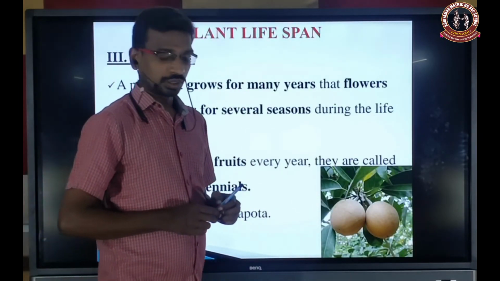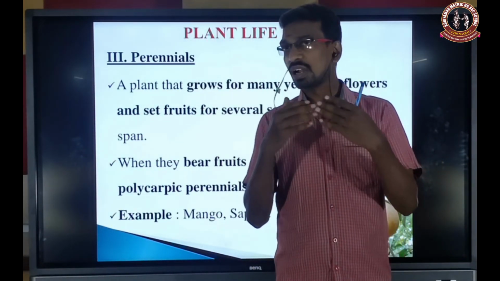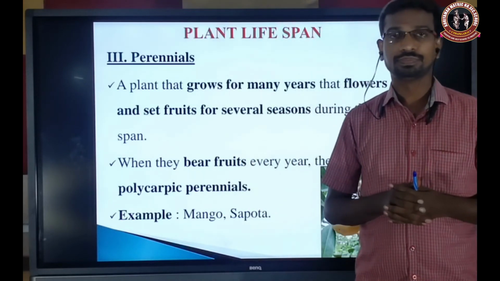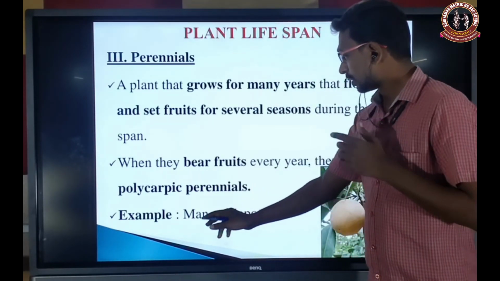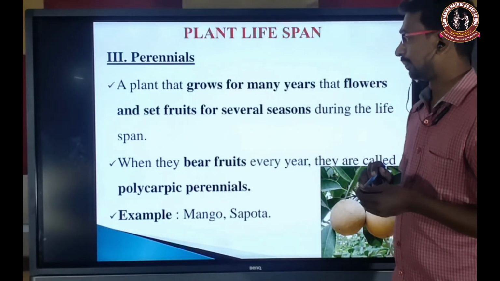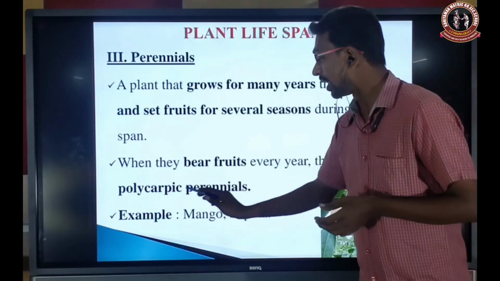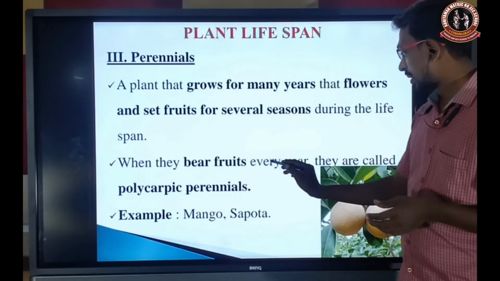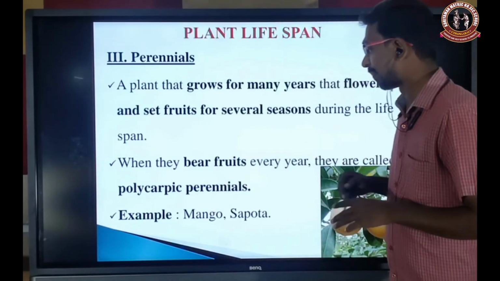Perennial. This plant grows every year and forms flowers and fruit every year. So that is a perennial plant. Examples: mango and sapota. When they bear fruit every year, they are called polycarpic perennials. They produce fruit every year, that is a polycarpic perennial.